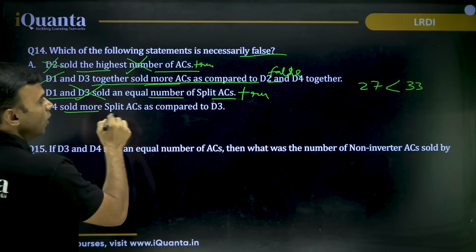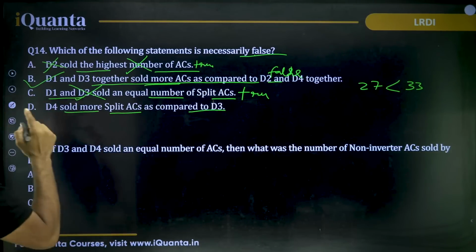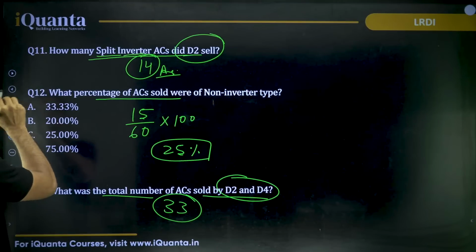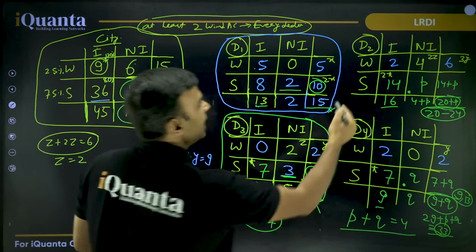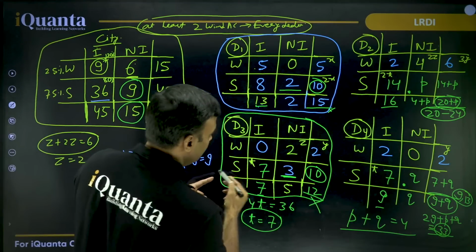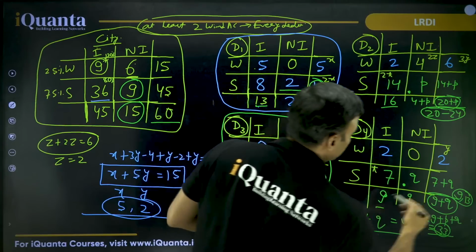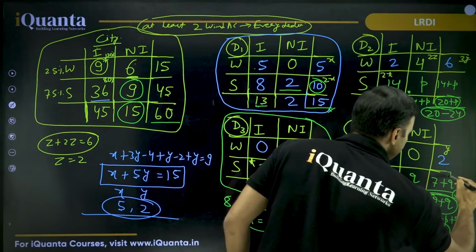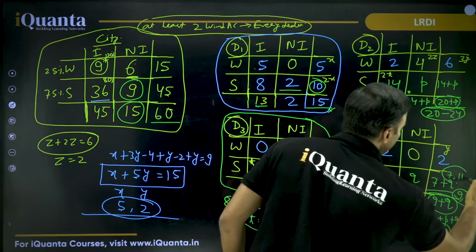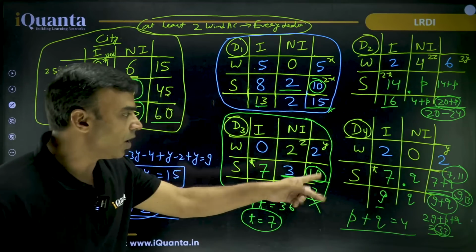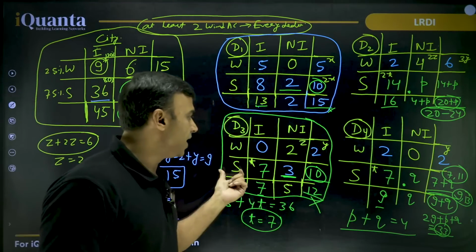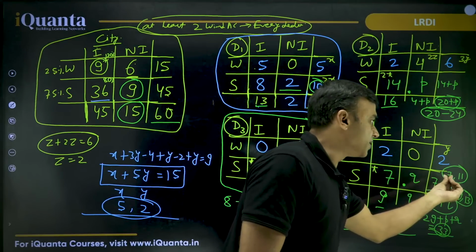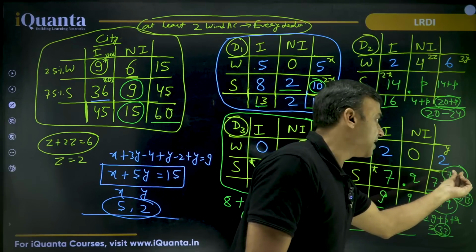D4 sold more split AC as compared to D3. So split AC, D4 and D3. D3 is 10 and D4 is 7 plus Q. Q can be 0 to 4. So 7 plus 0 is 7 and 7 plus 4 is 11. Okay. Now this is a tricky one. It may or may not be. This is fixed. D3 split AC is total 10, fixed. But D4 split AC is anything from 7 to 11. It could be 7, 8, 9, 10, 11.